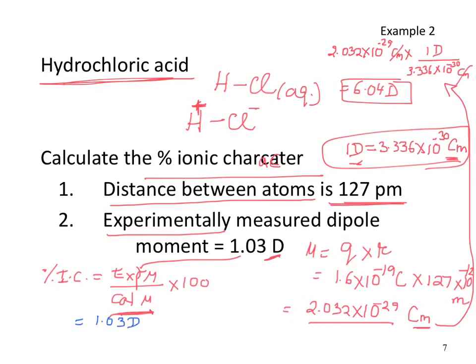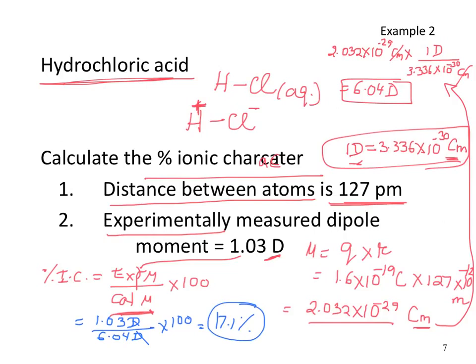1.03 dBi divided by 6.04 dBi times 100. dBi and dBi will get cancelled off. So I'm dividing on my calculator. I've punched in 1.03 divided by 6.04. And that gives me, times 100, 17.1% as your percentage ionic character.